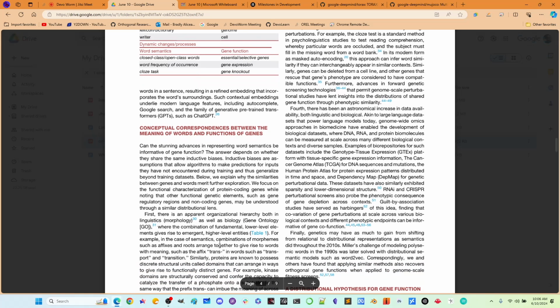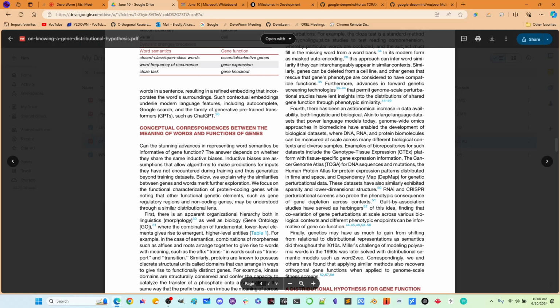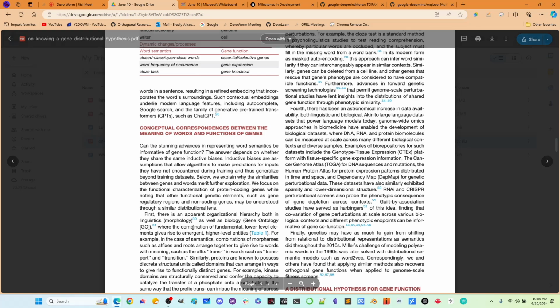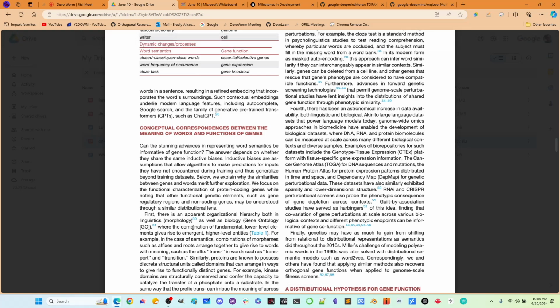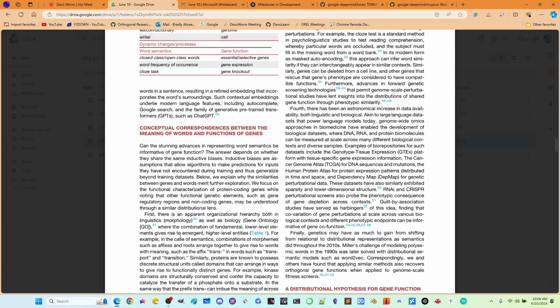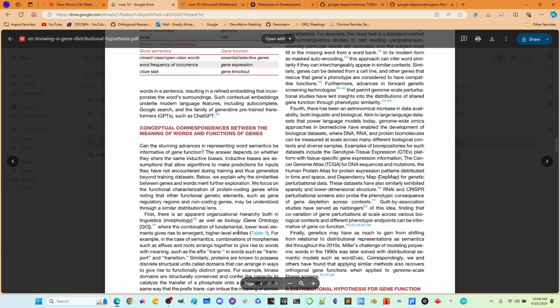So, they give a couple of points in support of this. First, there is an apparent organizational hierarchy, both in linguistics, the morphology of language, and biology. We know from gene ontology that there's this organizational hierarchy of gene function definitions, where the combination of fundamental lower-level elements give rise to emergent higher-level entities.